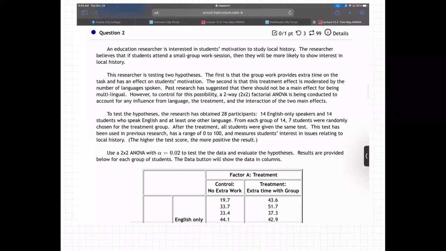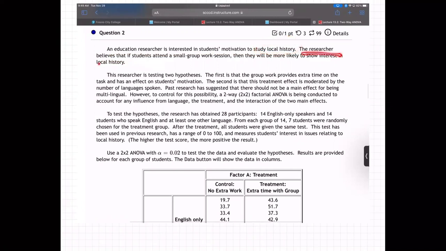Okay, so here we are looking at question number 2 in section 13.2. I'll read the question at the top. It says, an education researcher is interested in students' motivation to study local history. Now, you might have something different. It has other versions. Instead of local history, it might be math class or something else, it changes it up.